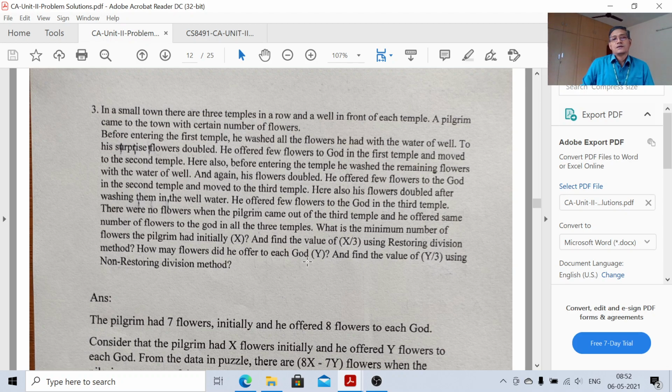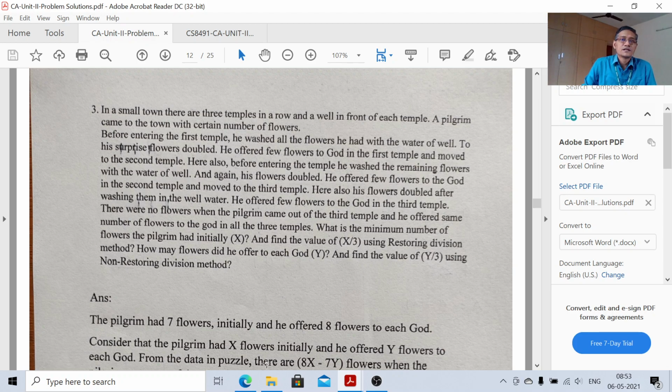So what is the minimum number of flowers the pilgrim had initially, that is x, and find the value of x divided by 3 using the restoring division method. How many flowers did he offer to each god, that is y, and find the value of y divided by 3 using the non-restoring division method. So this is a trivial question to us. First of all, we need to find the value of x and y.